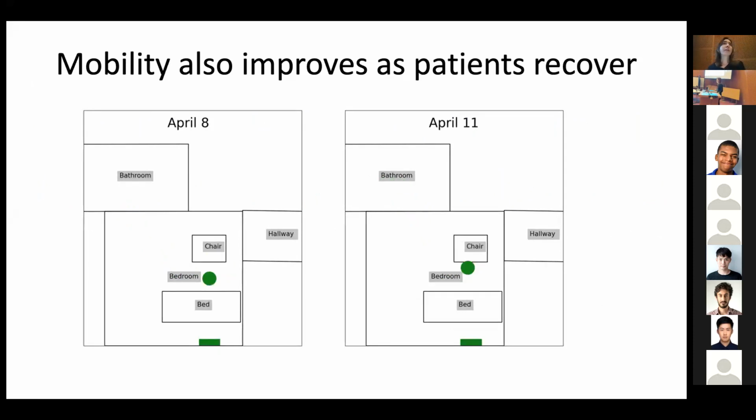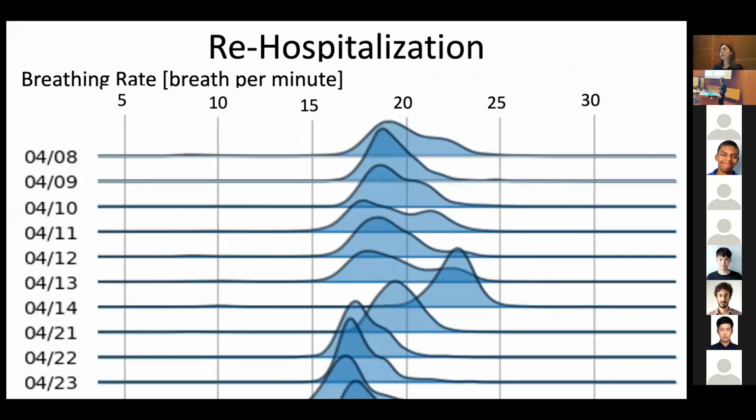Now, of course, not all recoveries go smoothly. One of the things is that monitoring the breathing, at least in our population, was very informative about how the recovery is going. So let me show you this graph. This is a patient who actually ended up being re-hospitalized. Each one of these blue curves is a histogram of the breathing rate of that patient on a particular day. So the first day, for example, is April 8th.